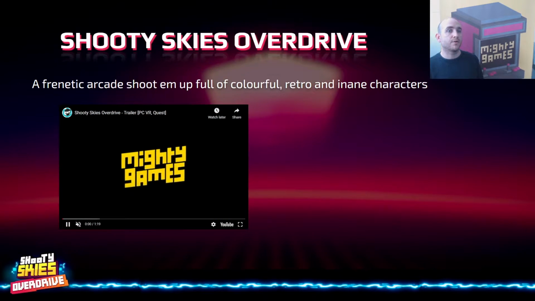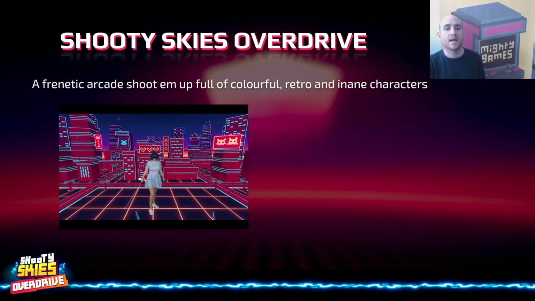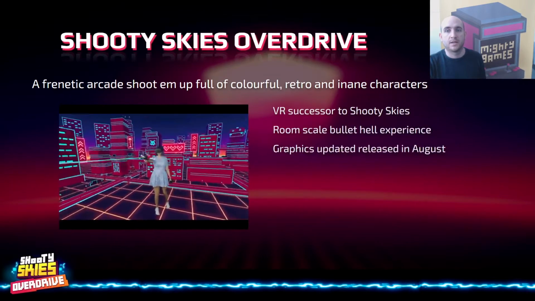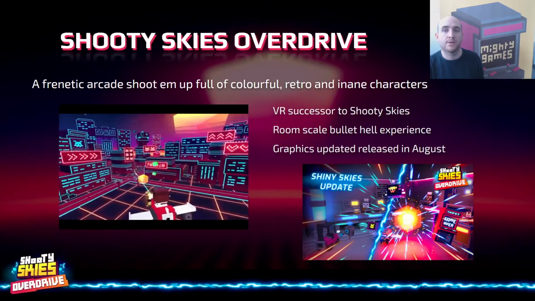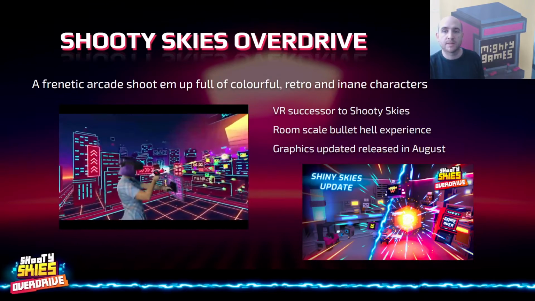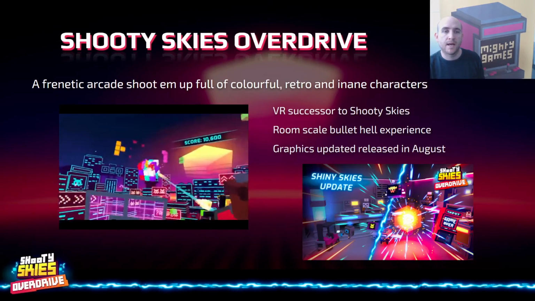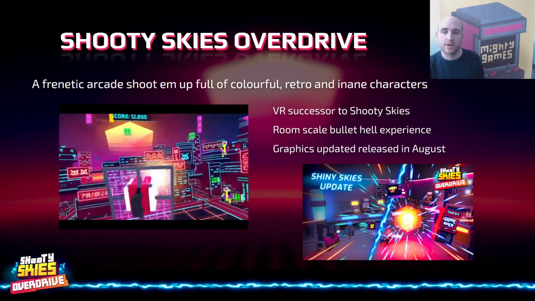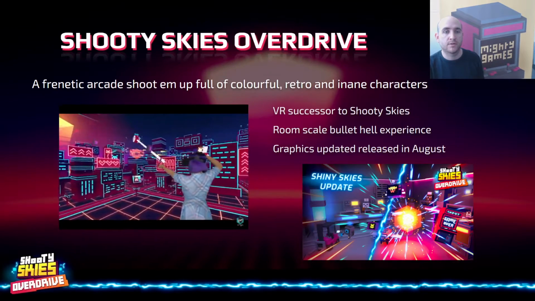So SHOOTY SKIES OVERDRIVE is a frenetic arcade shoot 'em up full of colourful, retro and inane characters. It shipped last year. It is the VR successor to SHOOTY SKIES, our mobile title, and it is a room scale bullet hell experience. In August, we released a graphics update to it that had a mode where you could turn on post-processing, including bloom, and that ran at 72 frames per second.